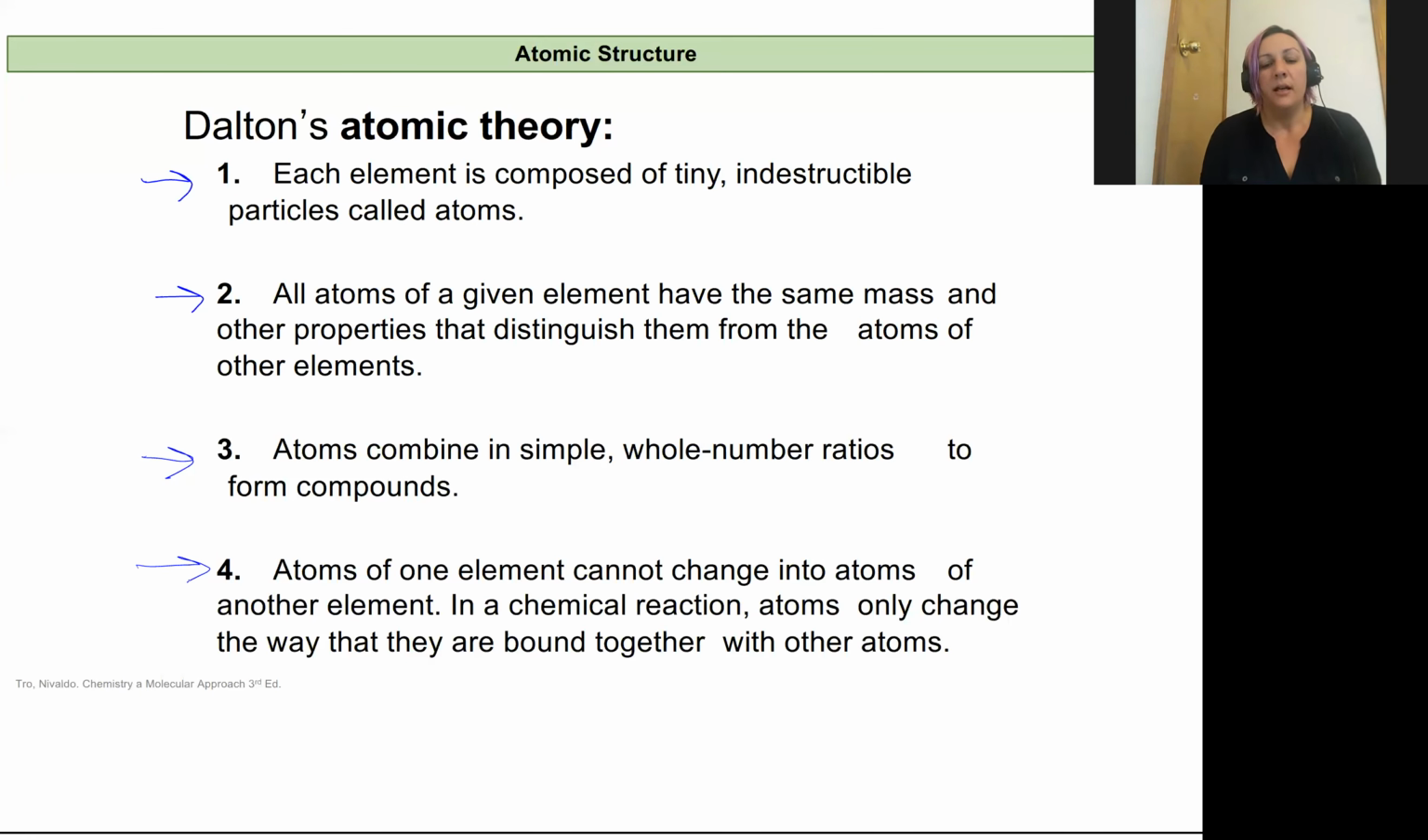However, this breaks down the second we talk about nuclear chemistry, where we do have an unstable atom that releases energy and a radioactive particle and becomes a new atom. So this is not a perfect theory, and it's from the 1800s.